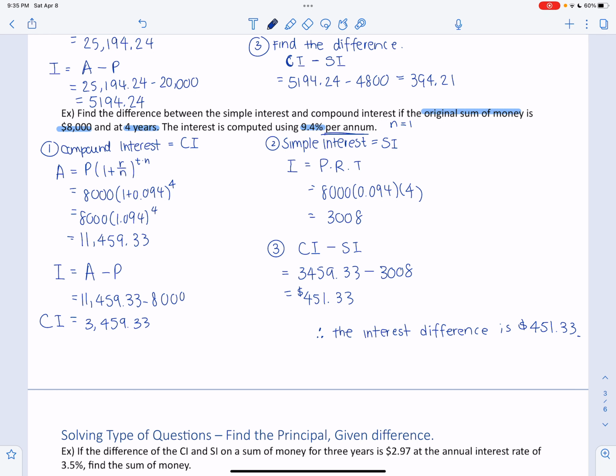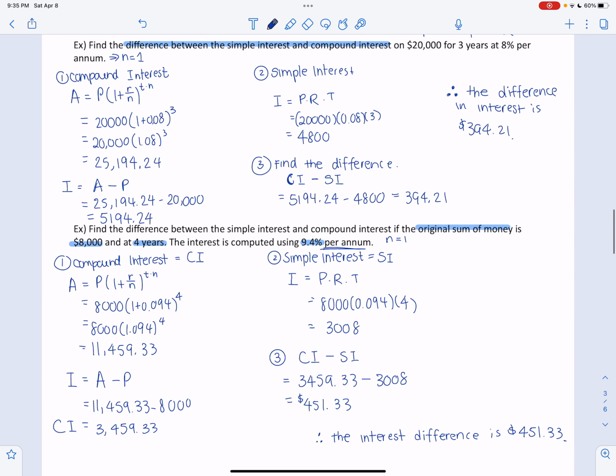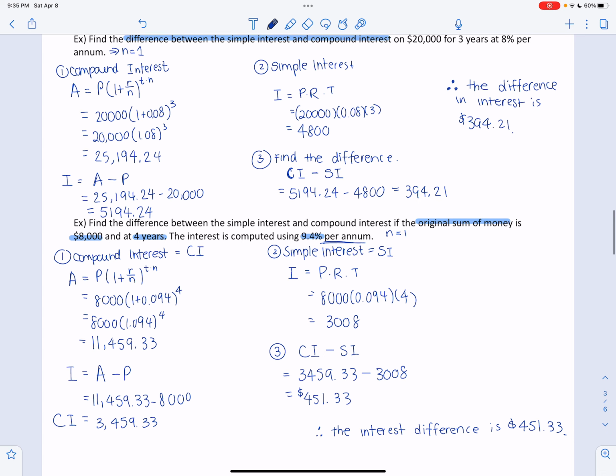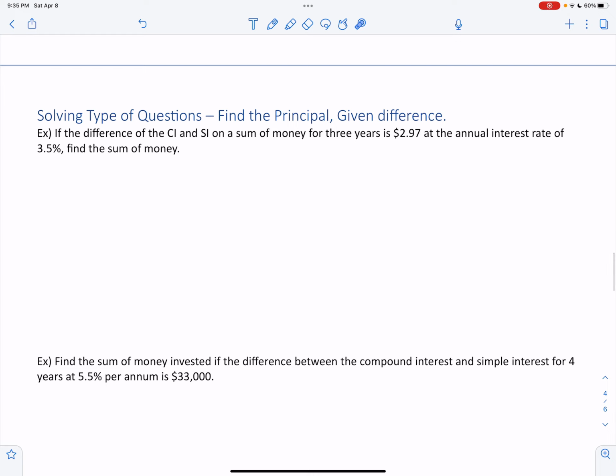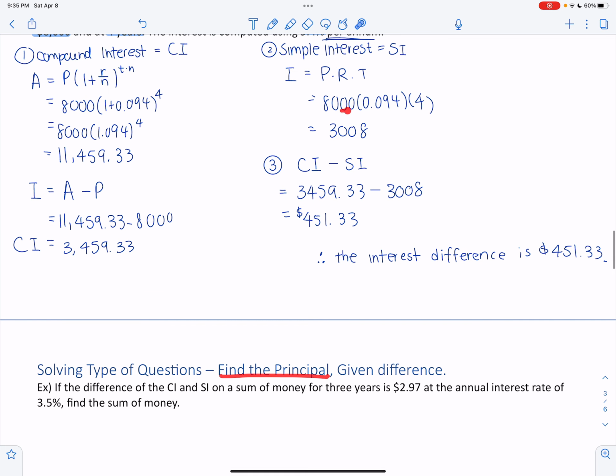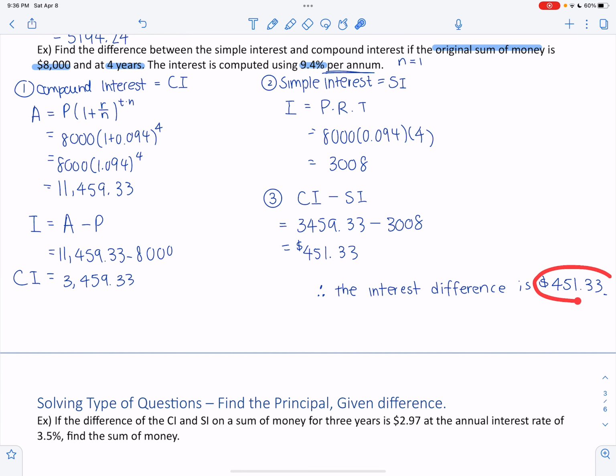Okay, so that is us going forward. I think you can do this pretty well. However, we can go backwards. Going backwards is finding the principal, so that's finding the $8,000. Given the difference, part 3, given this difference, the $451, find me the principal. So how do we do that?